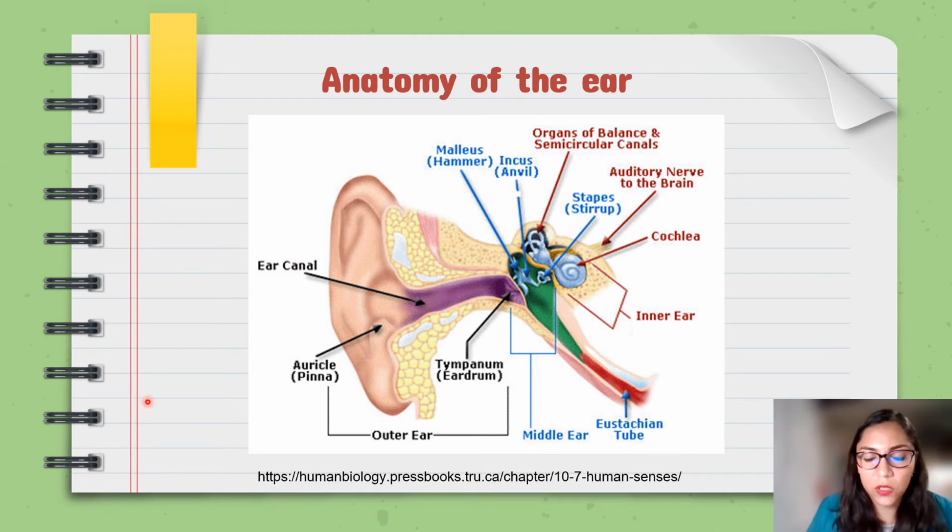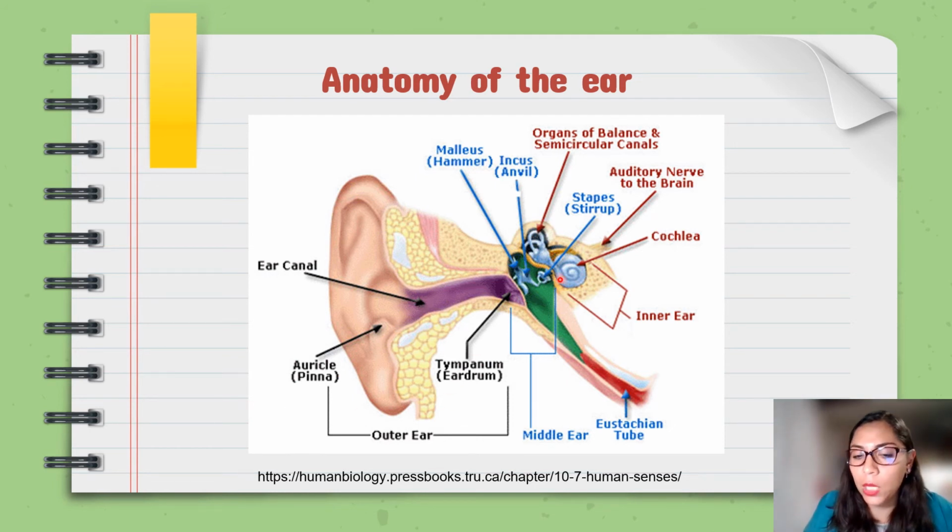Now in this picture we have the anatomy of our ear. Our ear is divided into three principal parts. The outer ear, that is the external part. Then we have the middle ear, and finally we have the inner ear. In the outer ear, the external part, we have the ear canal, that is this part of our ear.